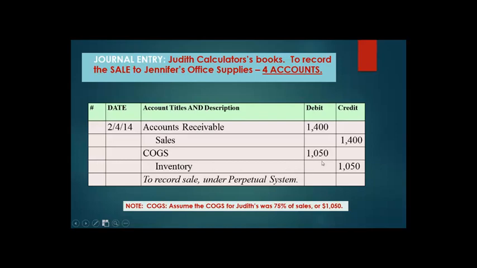And you have to be given the cost of goods sold amount. It obviously cannot show up on an invoice. The customer doesn't want to know how much money you're making. And you certainly don't want to tell them how much money you're making. So for this problem, I'm asking that we just assume that cost of goods sold is 75% of sales, or $1,050.